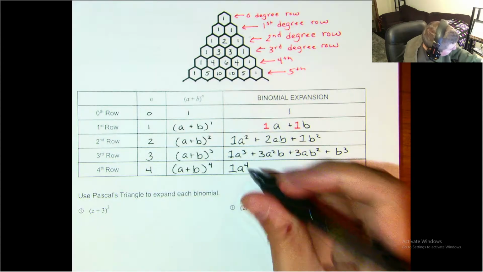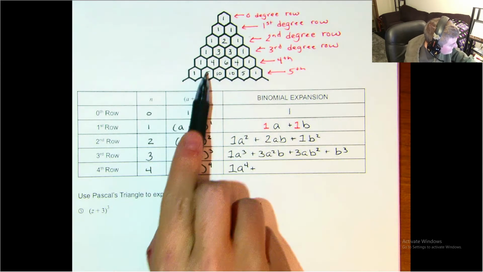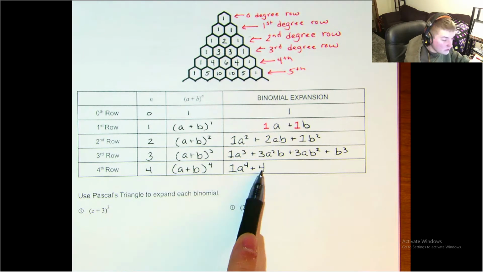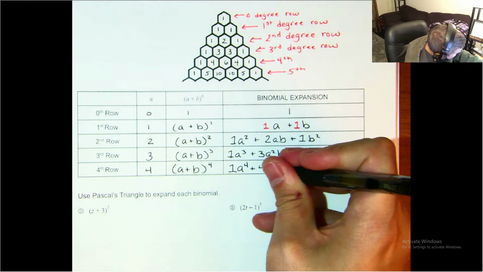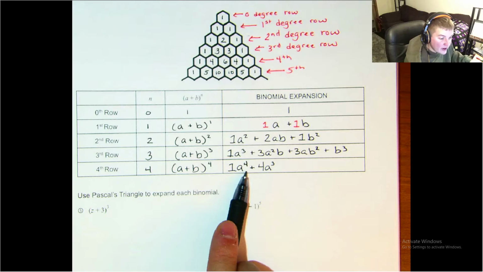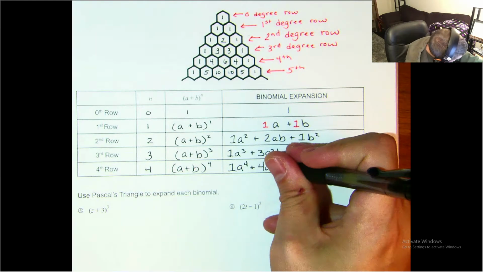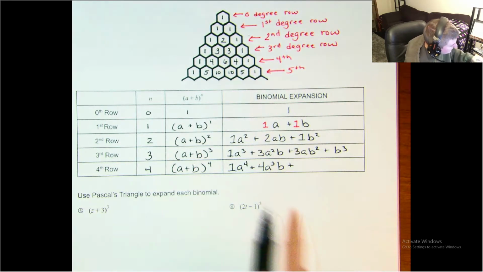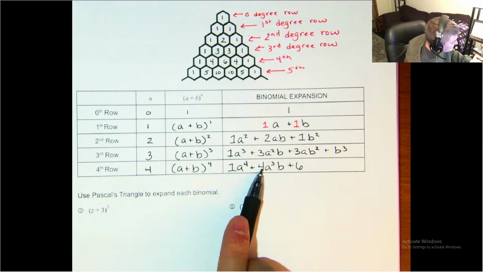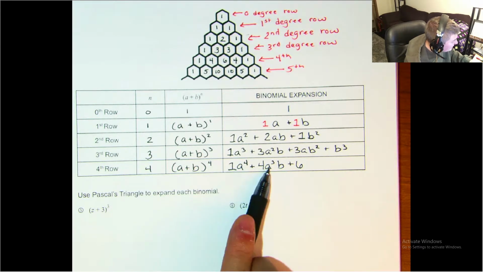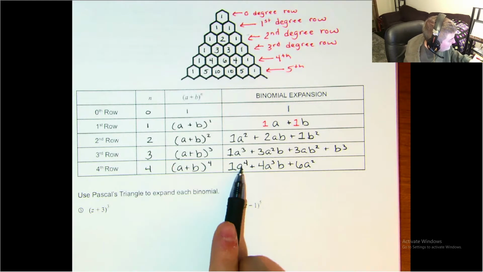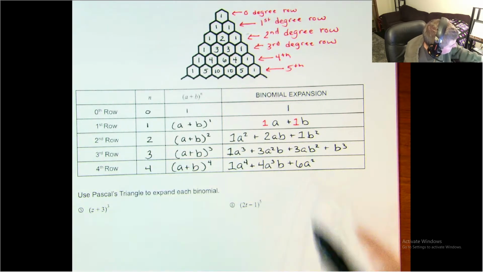Okay, so let's do the second one. The second cell is 4, so we're going to have a 4. And then a should decrease by 1, so a to the 3rd. And then the b value should increase by 1. So b exponent 0 to b exponent 1. Okay, let's do the third cell, 6. The a value is just going to keep decreasing. So a to the 4th, a to the 3rd, a to the 2nd. B to the 0, b to the 1st, b to the 2nd.